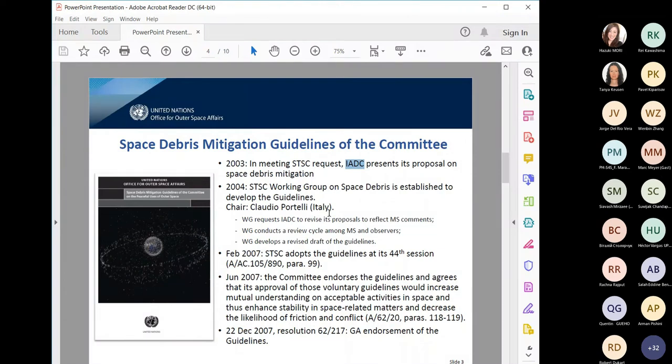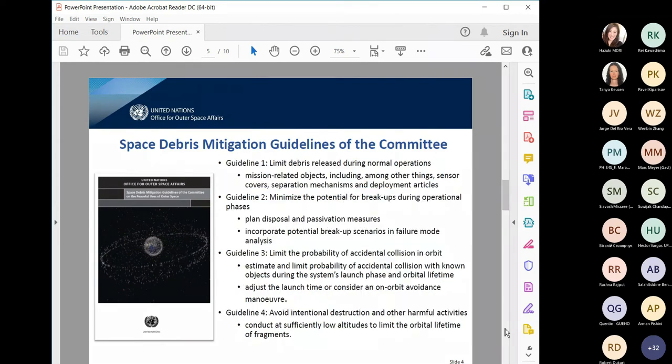And to tell you a bit about the process, when the guidelines were developed in 2007, they were first adopted by the Scientific and Technical Subcommittee. Later that year, in June, they were endorsed by the committee, by COPUOS, at its annual session. And at the end of the year, the guidelines were endorsed by the General Assembly in its resolution. What are the guidelines about? There are 7 specific guidelines.